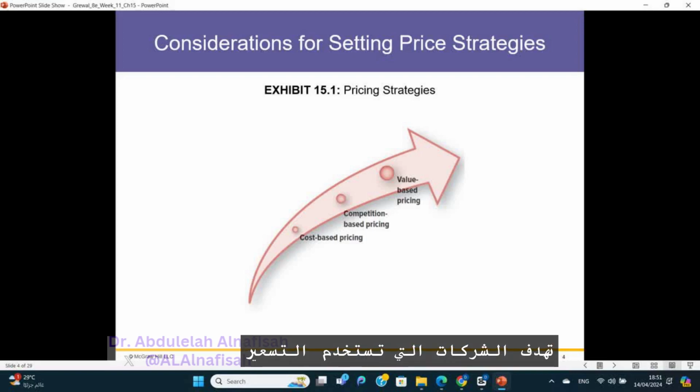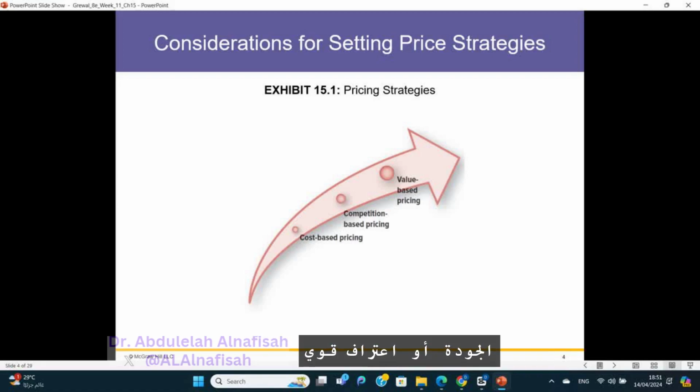Companies using value-based pricing aim to capture a portion of the value they deliver to customers. This strategy is often used for products with unique features, high-quality offerings, or strong brand recognition. It's important to note that these pricing strategies are not mutually exclusive, and businesses may employ a combination of strategies based on their specific circumstances, market conditions, and product differentiation.